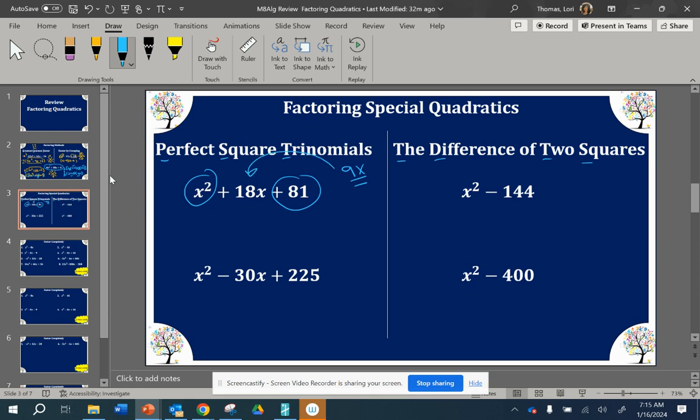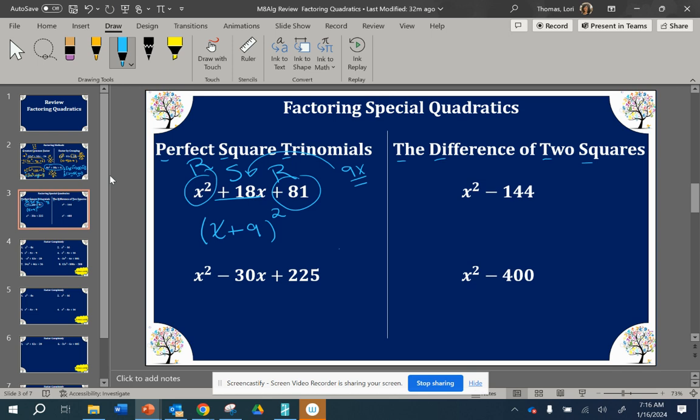So when this happens, we can simply write the factors. The binomial factors are the same. So we take the root of our quadratic, we take the sign of the linear, and then we take the root of the c value, and we have two of those, so you can write it x plus 9 quantity squared.